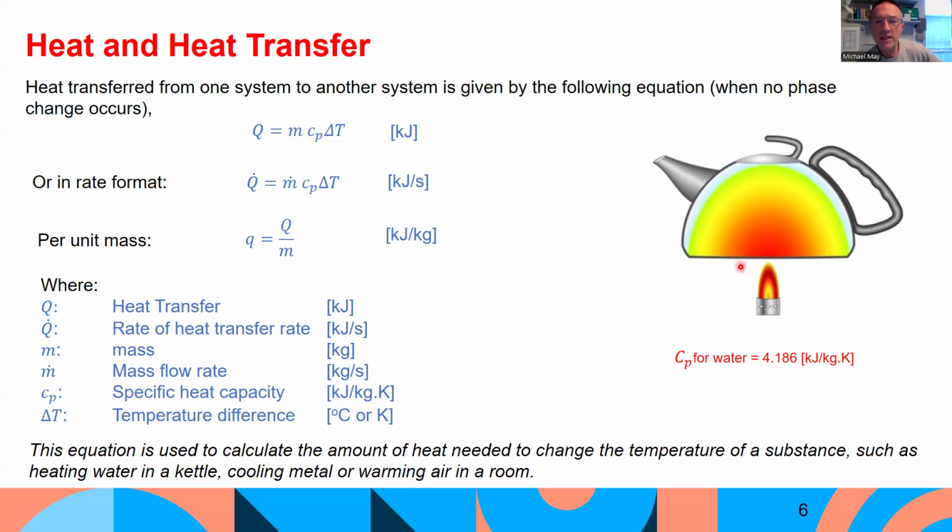So an example would be if we wanted to know how much energy it had taken to heat water in a container or a kettle up to a certain temperature, we can use this equation. We'd have the mass of the water, we'd have the specific heat capacity for water, which is a constant, 4.186 kilojoules per kilogram Kelvin. And then we'd have the temperature difference, the temperature of the source and the temperature of the water. And we'll end up with a value in kilojoules. In rate form, we replace the mass by the mass flow rate, and we'll get kilojoules per second. And per unit mass, if we want to express it in kilojoules per kilogram, we divide Q up here by m, or simply just drop the m value.